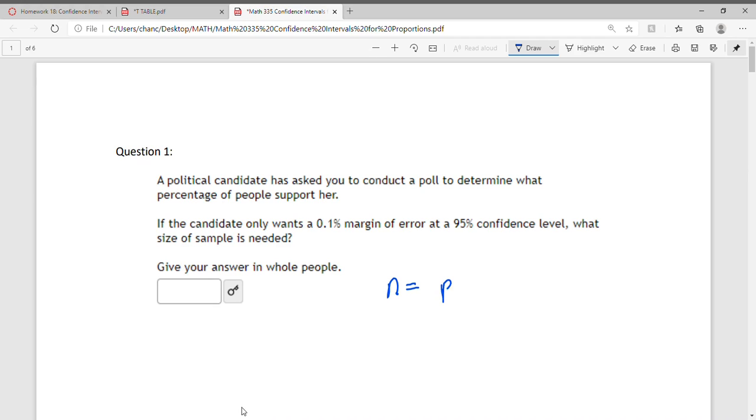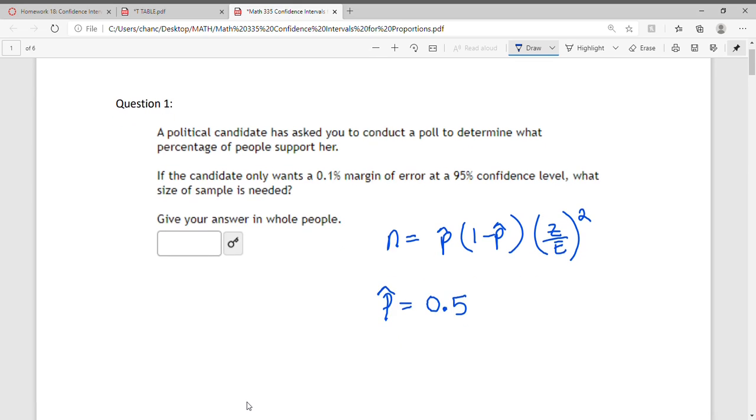N equals p hat times the quantity 1 minus p hat times z over the margin of error squared. Now let's figure out what p hat is. In this case you do not tell us what p hat is. P hat is unknown. If p hat is unknown, always assume that p hat is 0.5. If p hat is not given, let's assume p hat is 0.5.